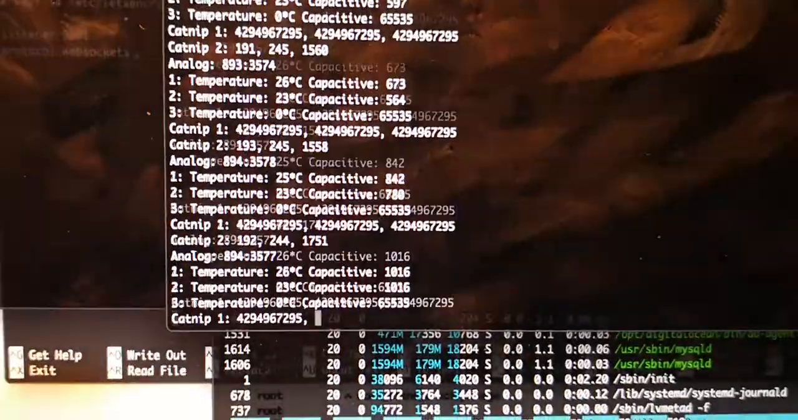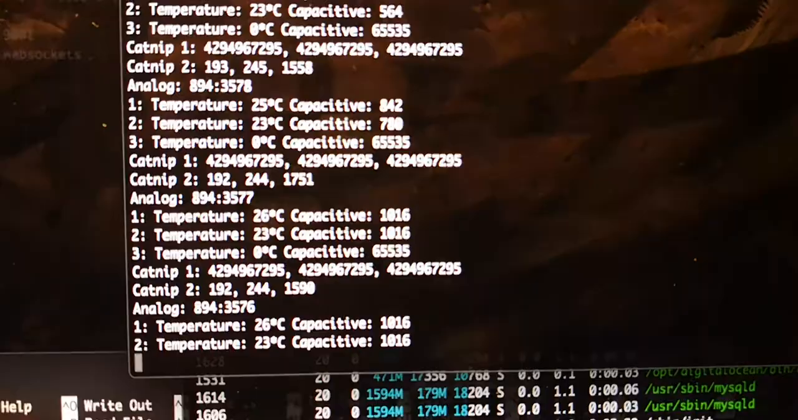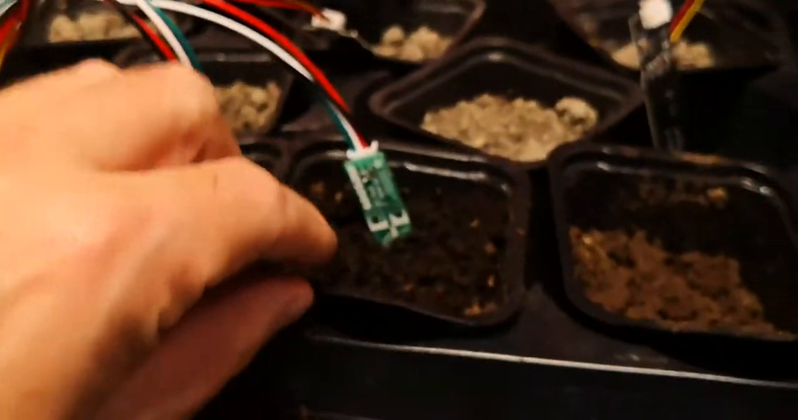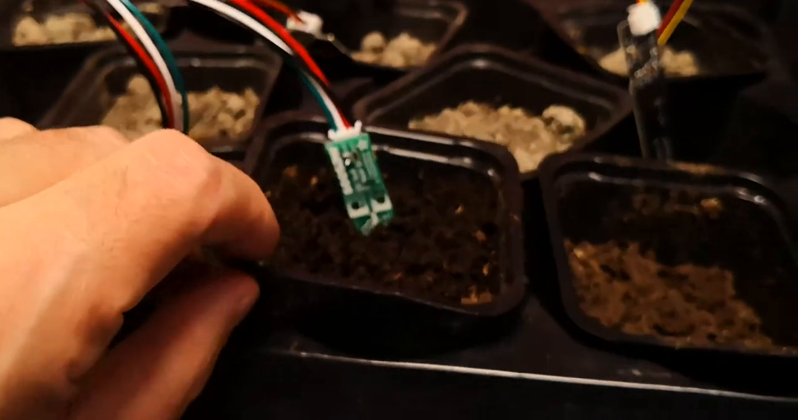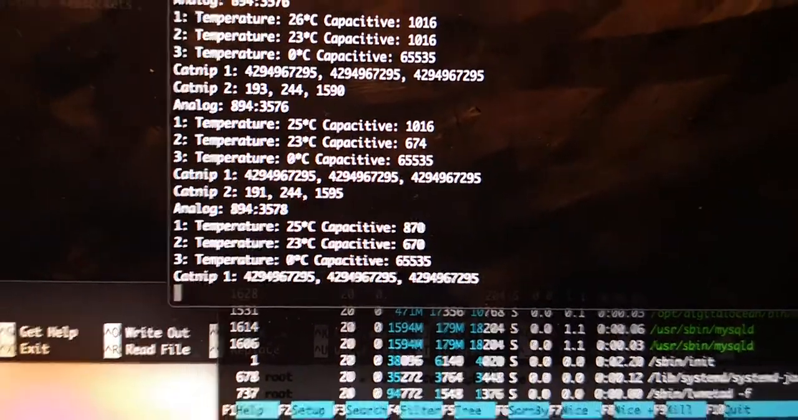both sensors will max out. 1016 for number one and number two. So all I need to do to remove this is to just lift this one up a little bit so it doesn't touch the water anymore. And then they will start producing correct outputs, or well, somewhat correct outputs.